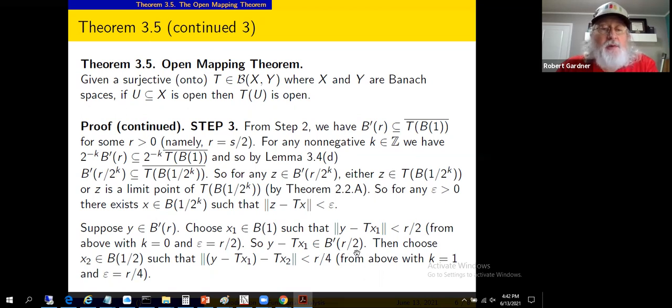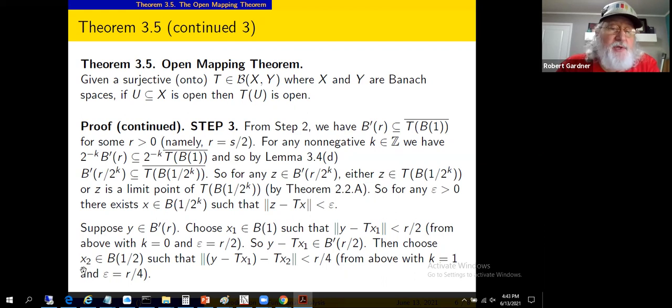It's a ball. Let's see, y was in B prime of r. Let's see, T of x1, here we go. T of x1 is within distance r over 2 of y. So we can draw the conclusion that the norm of y minus T of x1 is less than r over 2. That means that vector is in the ball, centered at 0, of radius r over 2. It's a lot of moving parts. So we get this to hold. Now, do it again.